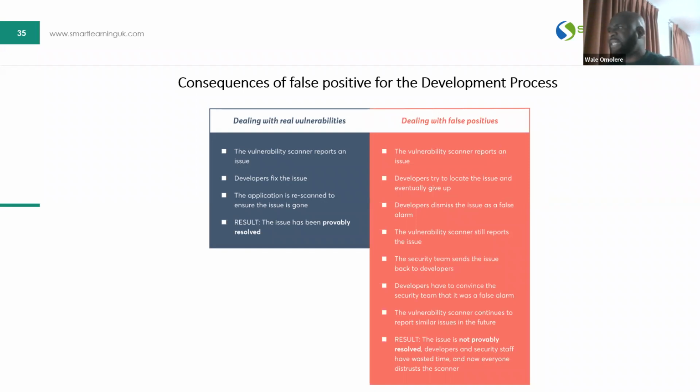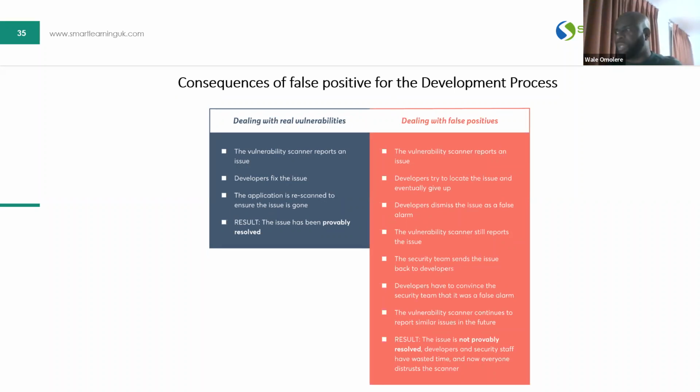So the consequences, when you look at what I have here, is that the vulnerability scanner reports on issues, so dealing with real vulnerabilities and dealing with false vulnerabilities. Developers will fix the issue. The application is rescanned to ensure the issue has gone away. In the entire vulnerability management lifecycle, which I'm going to show you later, when you carry out a scan, you identify the problem and take it to the IT team to fix. Once they fix it, you do another rescan to confirm that the vulnerability has gone away.